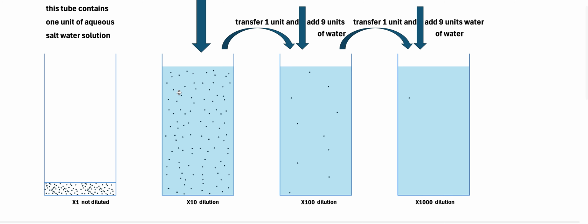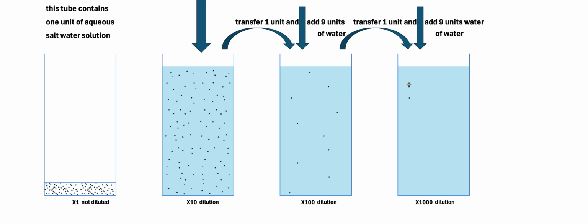Well, then the times 10 dilution right here, 1 unit of that, say 1 milliliter, was put over here, and then 9 units were added, like 9 milliliters were added. Now the salt particles, molecules, were able to spread out 10 times further. So that's a times 100 solution.